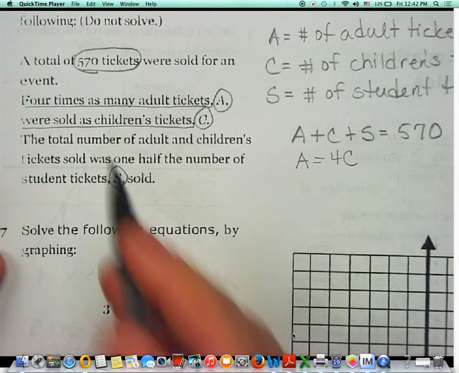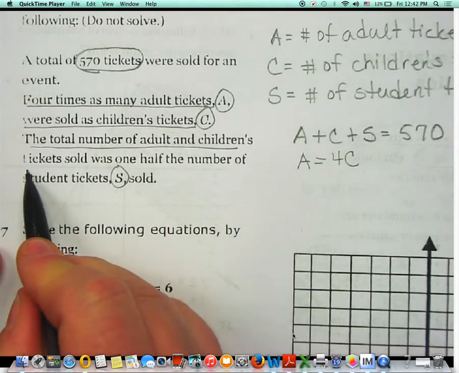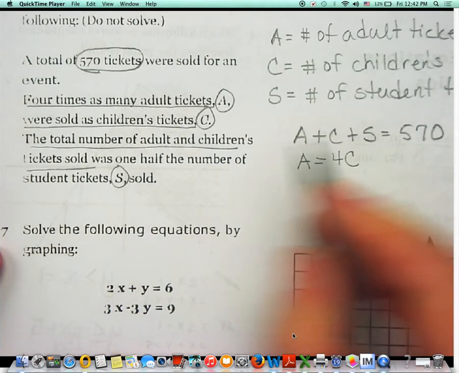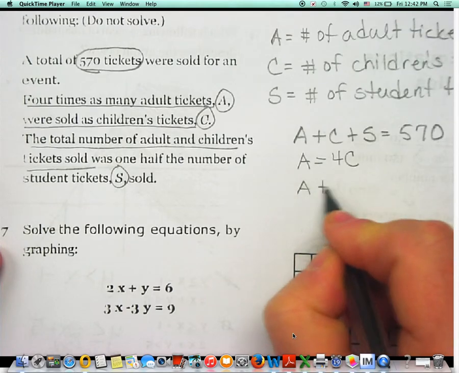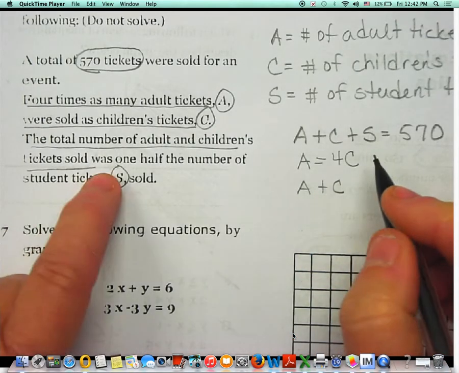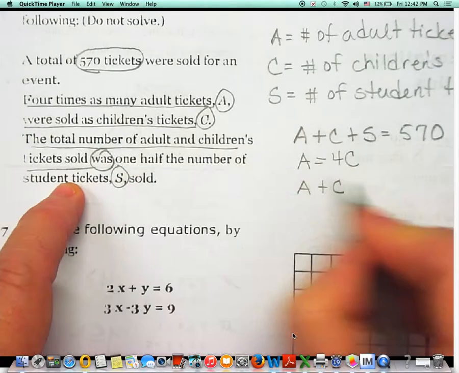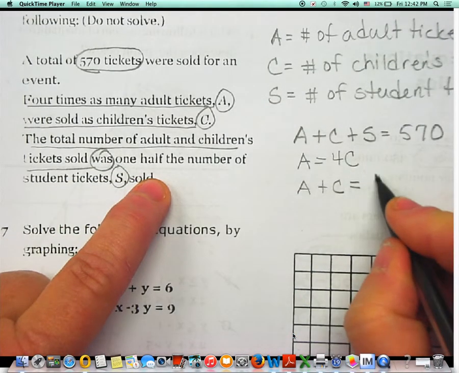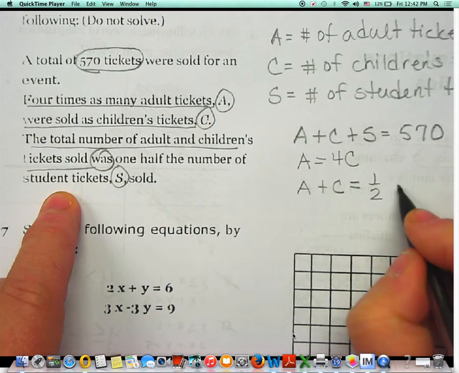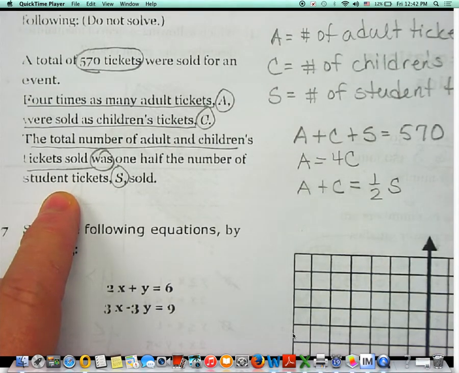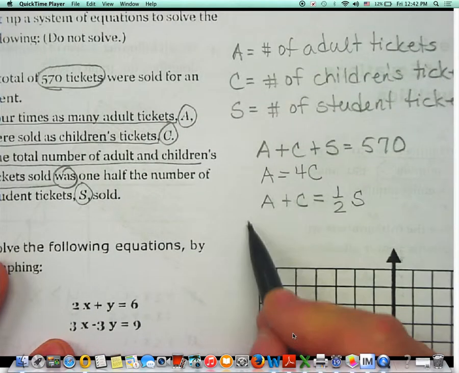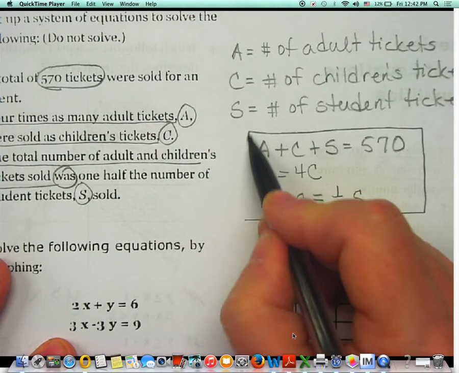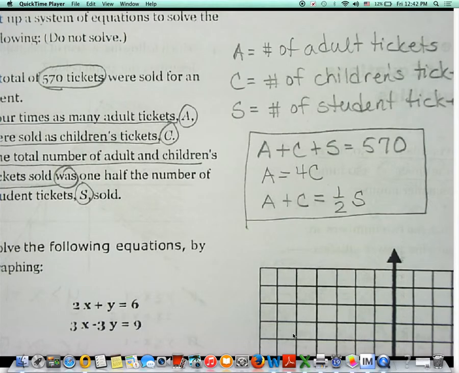Okay, then our next one will be the total number of adult and children's tickets sold was 1/2. So let's do that. The total number of adult and children, so A plus C, total means to add, that equals 1/2 the number of student tickets. So it'll be 1/2 S. And it said, do not solve. So this is all we have to do right here. That is our answer.